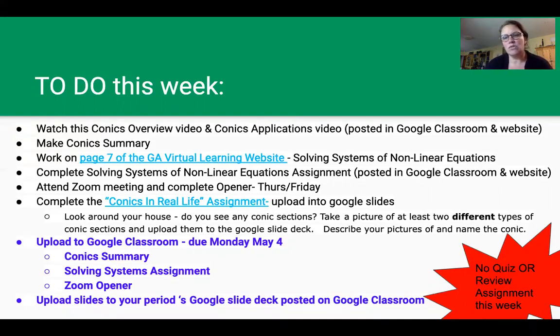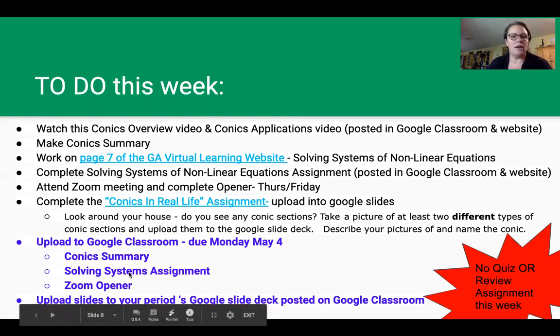Once again, Desmos is a really good tool to help you with trying to check your work or to visualize what those intersections would look like. The assignment is not on the Georgia Virtual Learning site. It's going to be posted on Google Classroom as well as the PreCalc website. You're also going to attend your Zoom meeting on Thursday or Friday and complete the opener that we do there. And all of those things are going to be uploaded onto Google Classroom. So your conic summary, your solving systems assignment, and the Zoom opener.